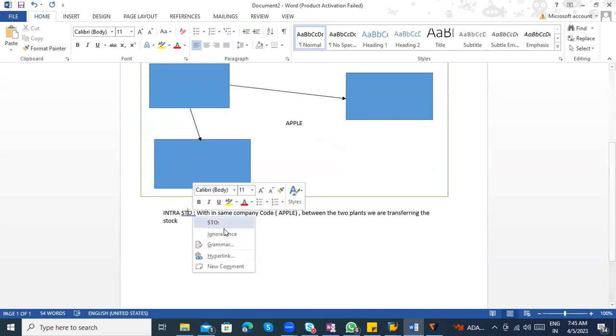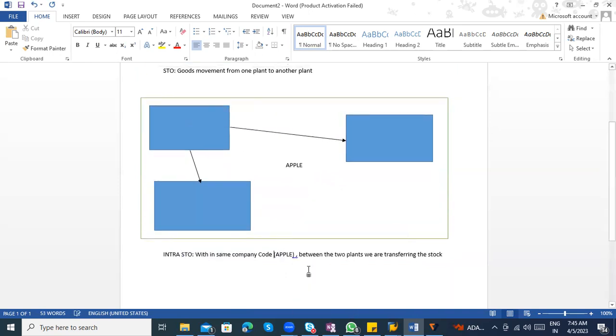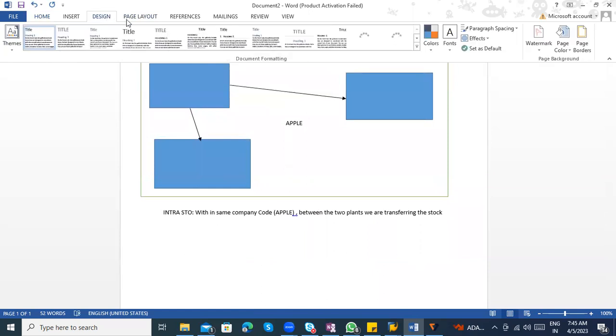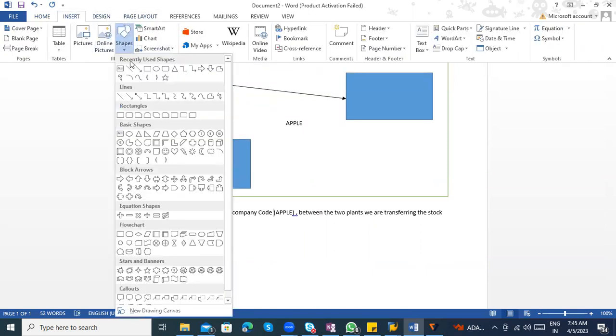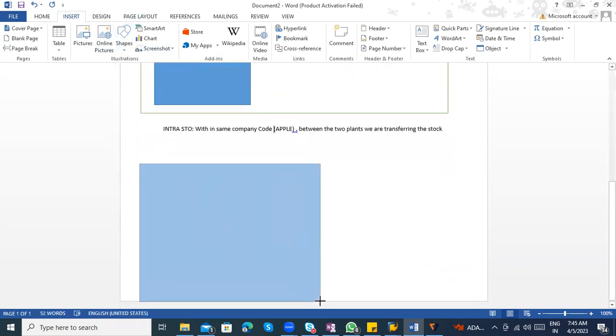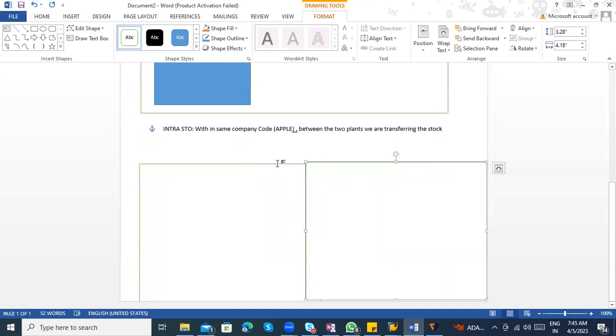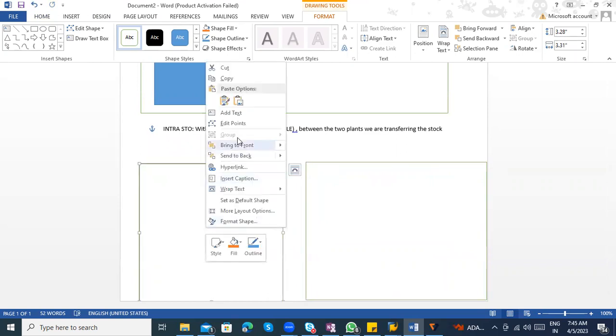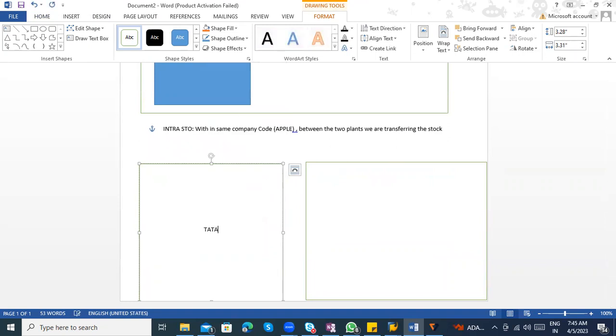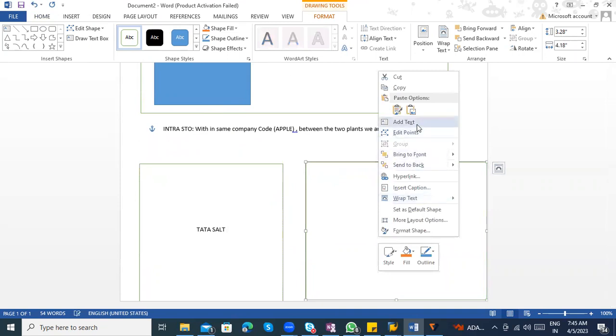So this is the intra-STO. There is one more case also. Let's assume that this is one company code, and again the same kind of company code, we have one more. That means our company has a group of company codes, that means a group of companies. Suppose, let's assume that Tata is there. Tata company will have Tata Salt and Tata Motors.